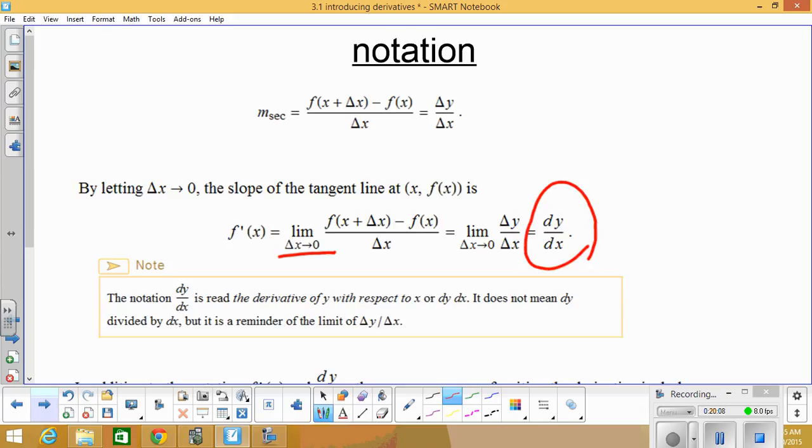It leads us to the dy dx notation. Remember, dy dx is read the derivative of y with respect to x, or dy dx. It does not mean dy divided by dx. It is a reminder of the limit in the changes in y's over the changes in x's.